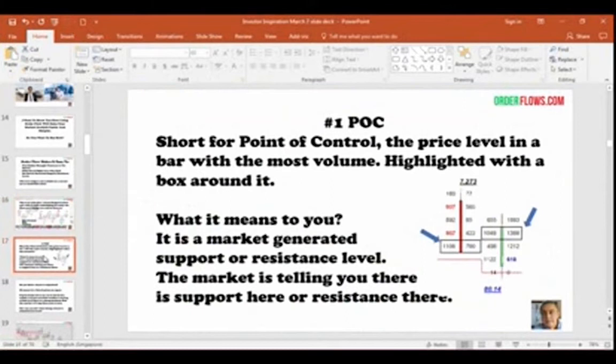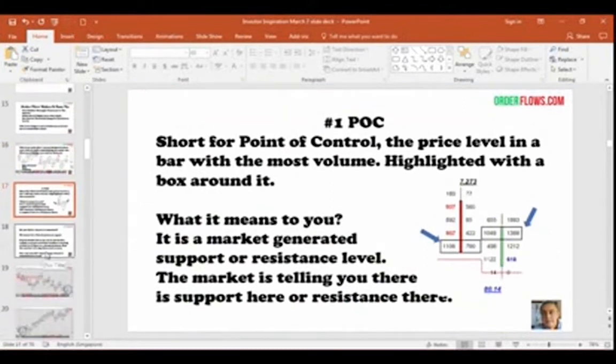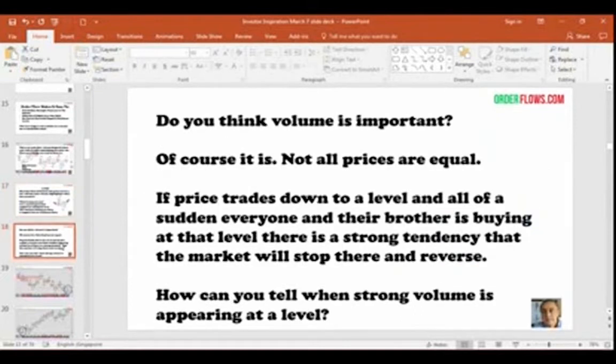So the first one is point of control, POC. People say POC, or they'll say point of control, and what it is, it's the level in a bar with the most volume. And on an order flow chart, as you can see here, it's going to be highlighted with a box around the price level. And what it means to you, well, it's a market-generated support or resistance level. The market's telling you, hey, there was support here or resistance there. Oftentimes, it's not very clear, but sometimes it just really sticks out. But on an order flow chart, it has a box around it, so you can easily identify it.